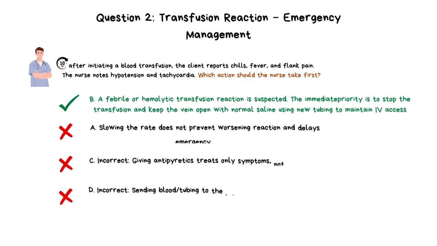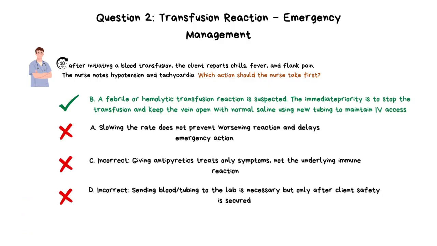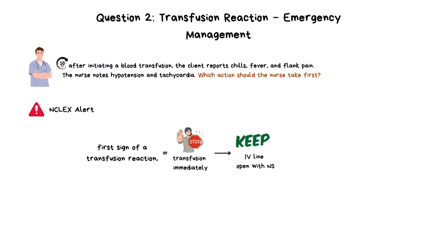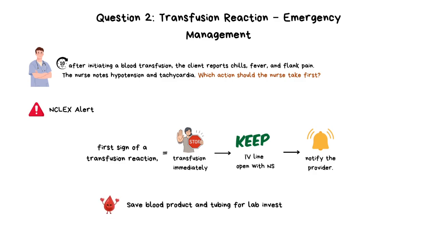Why not the others? Option A. Slowing the rate does not prevent worsening of the reaction and delays emergency care. Option C. Giving acetaminophen treats fever only but does nothing for the immune reaction. Option D. Sending the blood and tubing to the lab is important, but only after client safety is secured. NCLEX alert: at the first sign of a transfusion reaction, stop the transfusion immediately, maintain IV access with normal saline, and notify the provider. Save the blood bag and tubing for laboratory investigation.